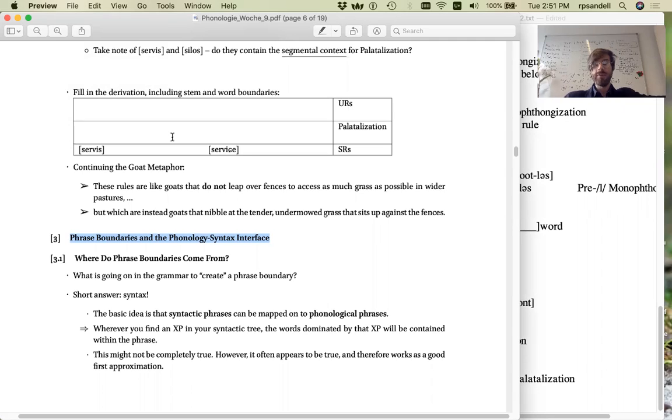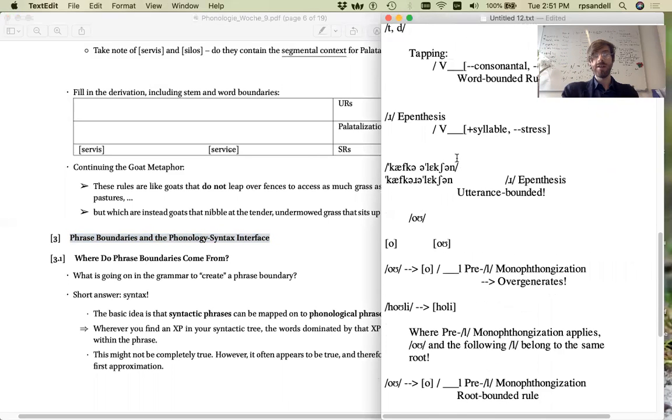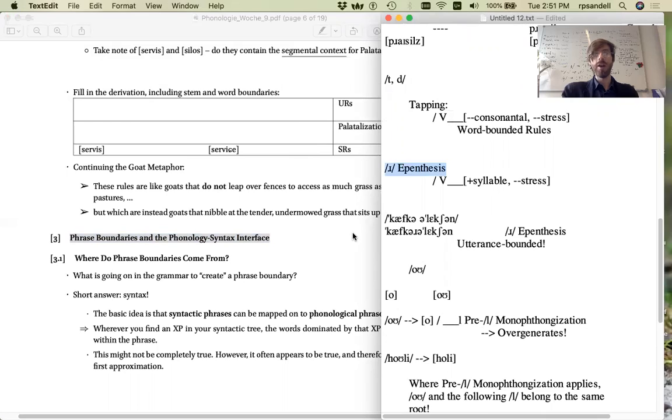In the examples we've seen so far today, we've seen rules that either are sensitive in some way to the internal morphological constituency of words, or processes that simply ignore any morphological or syntactic constituency whatsoever, like the British English process of R epenthesis.